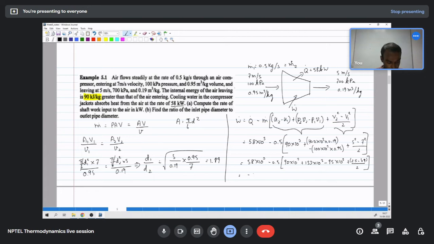This comes out to be minus 5994 joules per second. The work is done on the system, so that's why we are getting it as negative. So this is 5.9, or I would write it as 6 kilowatt.